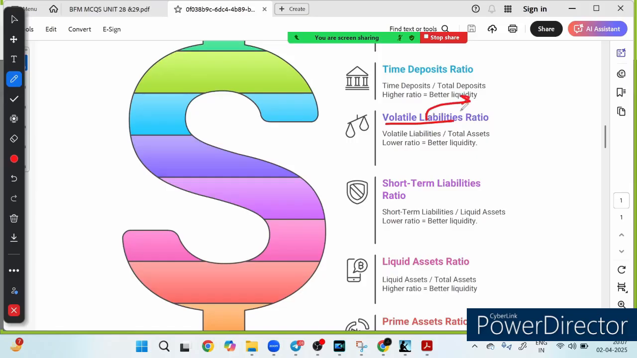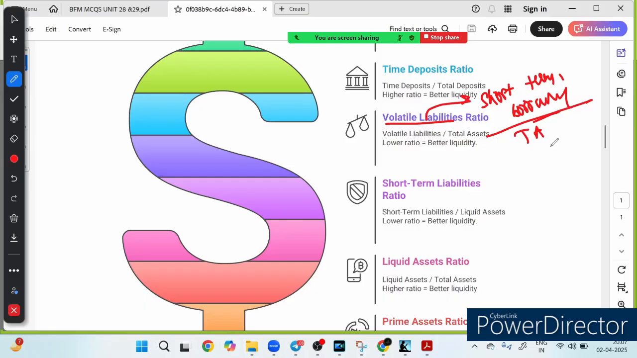Now what is the meaning of volatile liability? Like some short-term borrowing. If you borrow for short-term, this is called volatile liability. So it compares short-term borrowing with total asset. In the numerator we write short-term borrowing, in the denominator we write total asset. And tell me whether this ratio should be higher or lower for liquidity. Think about it, because ultimately you have to think.